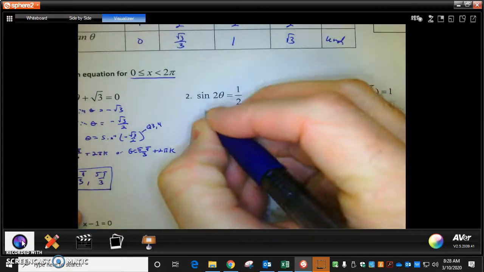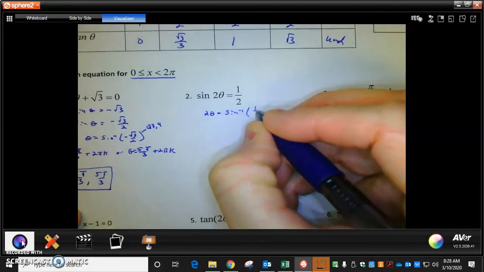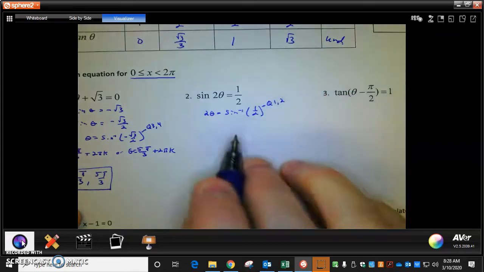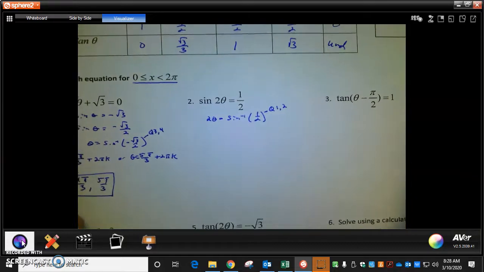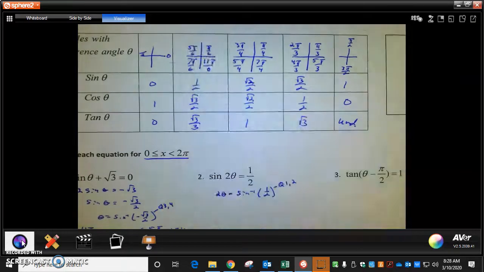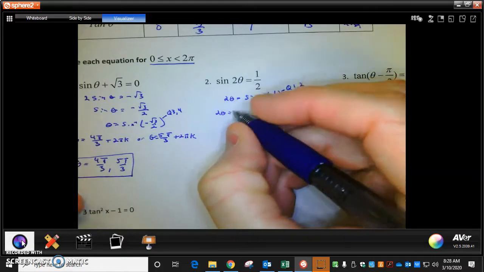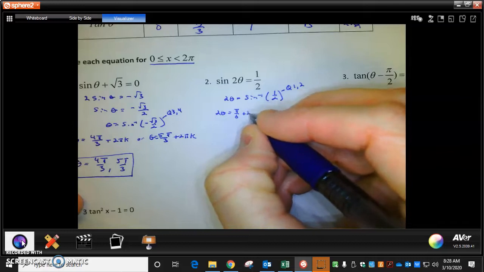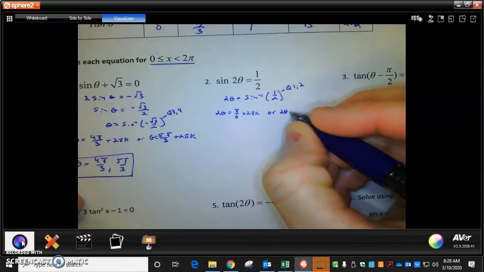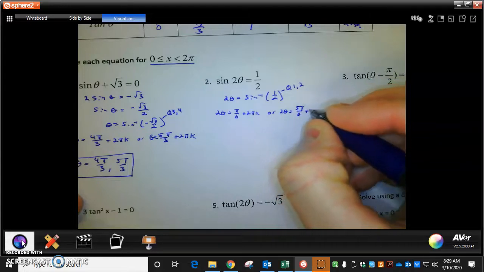So I'm going to move the sign over. So 2 theta equals the inverse sine of positive 1/2. I'm saying that for a reason. So sine is positive in quadrants 1 and 2. Again, I'm going to look up at my chart. I'm going to see sine 1/2, and it's going to be pi over 6 and 5 pi over 6. So 2 theta equals pi over 6 plus 2 pi k, or 2 theta, we haven't solved for theta yet, we still have 2 theta, 2 theta equals 5 pi over 6 plus 2 pi k.